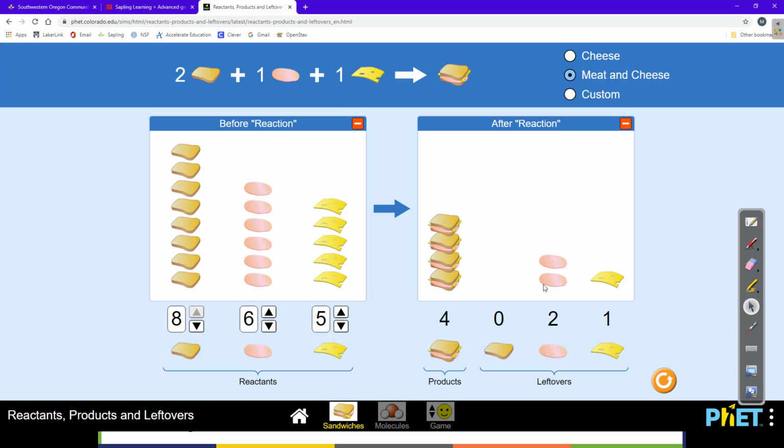And if each sandwich takes 1 piece of meat and I made 4 sandwiches, then that means I have 2 pieces of meat left over and I have 1 piece of cheese left over, and I can't do anything with that meat and cheese because I ran out of bread. So bread is my limiting reactant, and in this case I have 2 excess reactants. The meat and the cheese are both excess reactants.